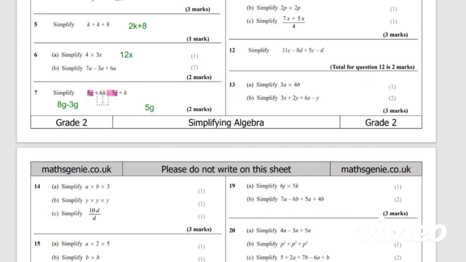So 8g minus 3g gives me 5g. And then I've got plus 6h, we know it's a positive 6h, plus h. And h on its own, we could write this out as 6h plus 1h, because we know h on its own is equal to 1h. 6h plus 1h is 7h, so my answer is 5g plus 7h. And again, another question I get from students is, how do I know if it's plus or minus? Okay, your number here, your 7h is positive, so you're going to put positive plus 7h there.